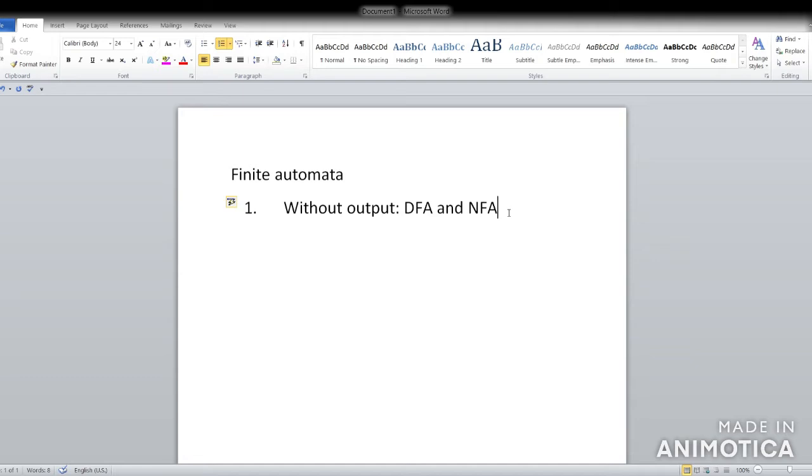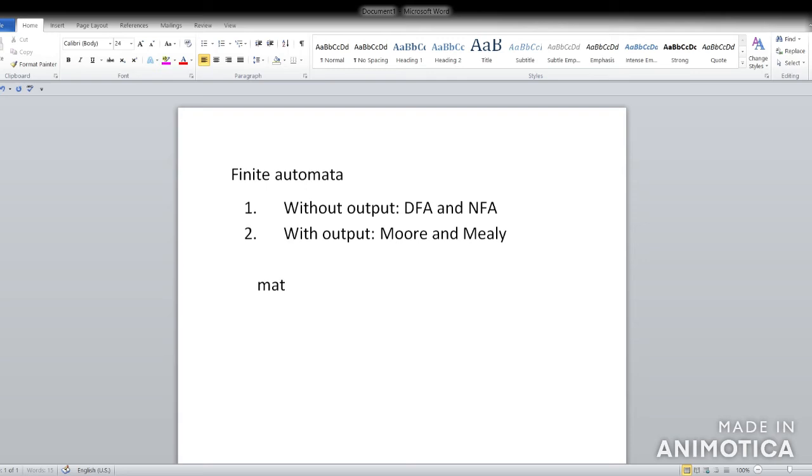or reject the string. But for few problems, instead of having the final state, we are interested in the output. So these cases we are going to study under the finite automata with output. So under this, we are going to study two models. One is Moore machine and second is Mealy machine, right? Okay. Now we will see the mathematical definition of finite automata with output.